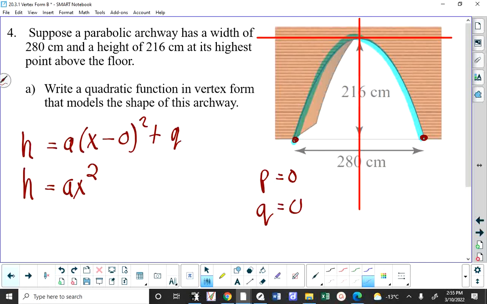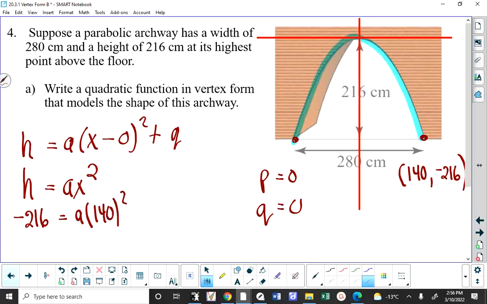Since the width of that arch is 280, the x-coordinate of this point must be 140. And since the height is 216, the y-coordinate must be negative 216 because that point's 216 below the axis. So I'm going to put negative 216 in for h. I'm going to put 140 in for x.